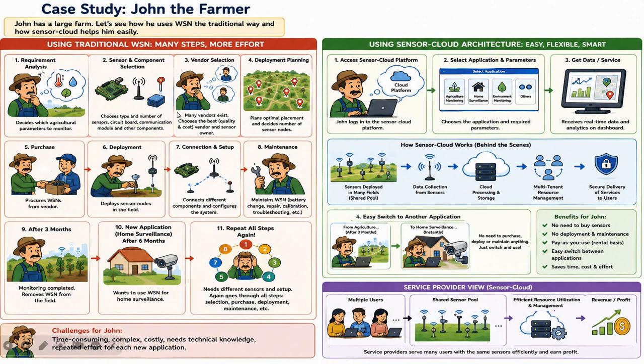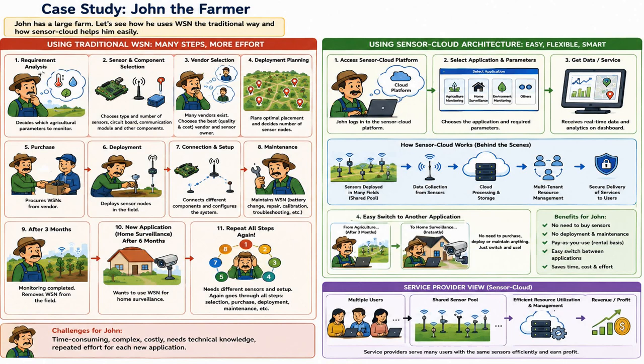After that, John must choose a suitable vendor by comparing the quality and the cost. He then plans where and how many sensor nodes should be deployed in the field. That is, how many sensor nodes must be placed in the field. Once the planning is complete, he purchases the equipment, deploys the sensor nodes, then connects all the components and configures the system.